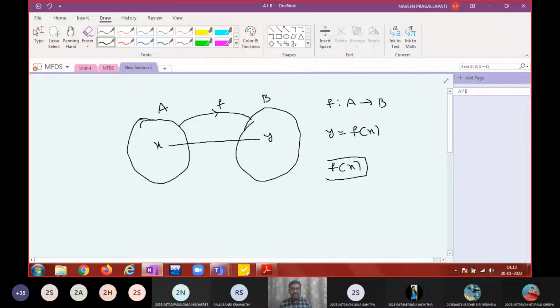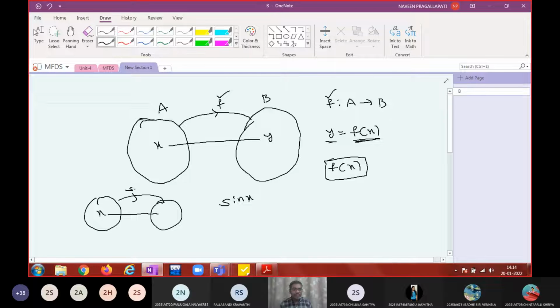But f of x is what? f of x is not the function. f is the function. And f of x is mostly the general formula for the image. In most cases, we see the general formula for the image, something like sin x. What is sin x? Sin x is the image under the sine function. Sine is the function, sin x is the functional value.